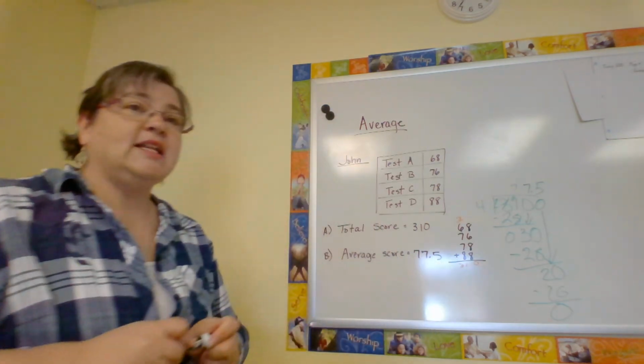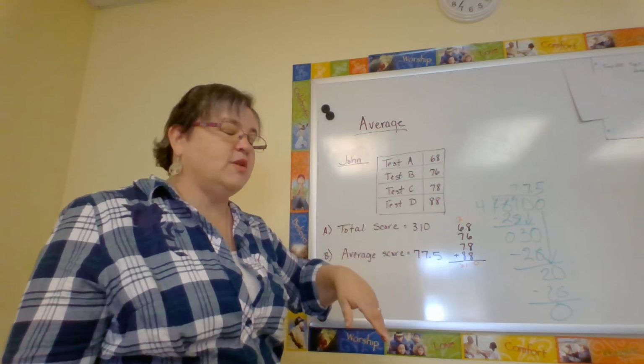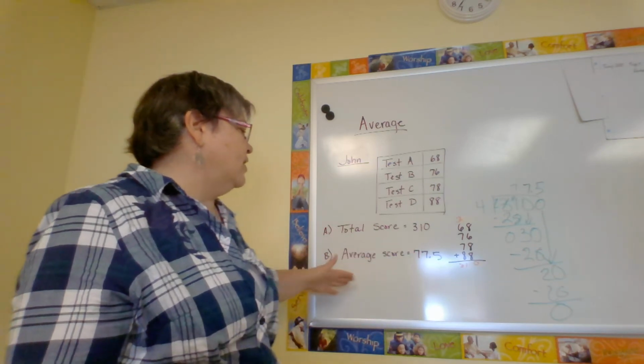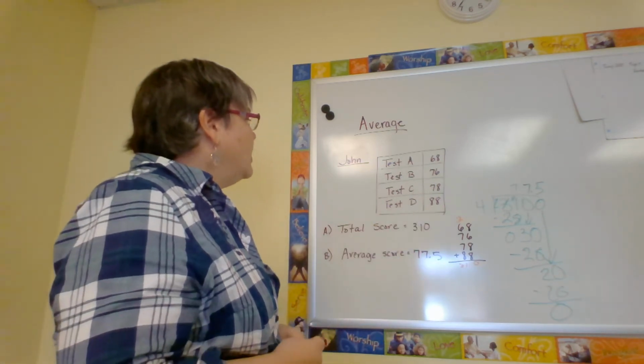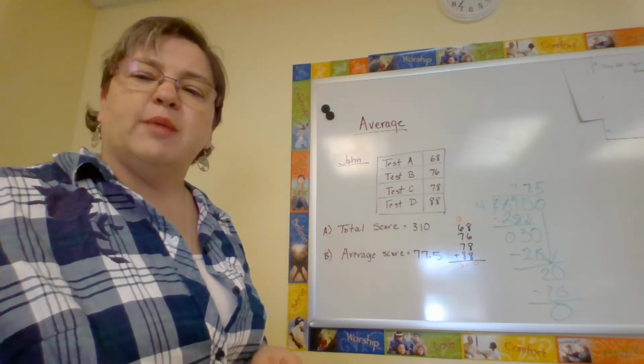Now, if you guys had 77.5, I would raise it up to a 78 because I always give you the benefit of the doubt, and I round up. So his rounded score would have been a 78. All right, we're going to do a couple more.